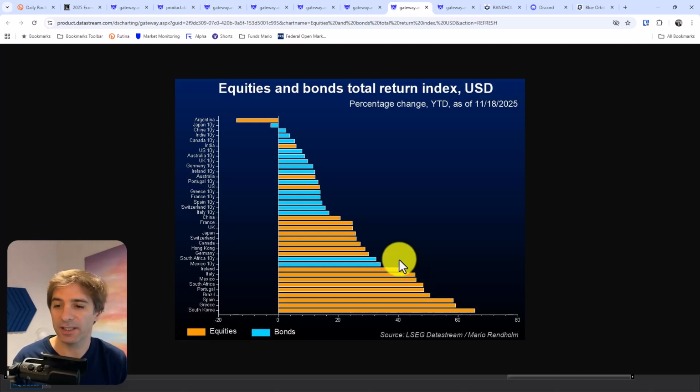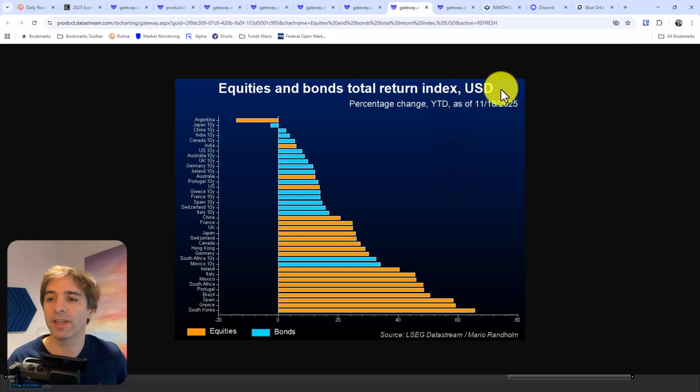Many equity indexes are above 5, 10, 20%. Some of them, because this chart shows in dollars, are about 40%. Argentina is the only one down year to date, together with the 10-year in Japan. Relevant.